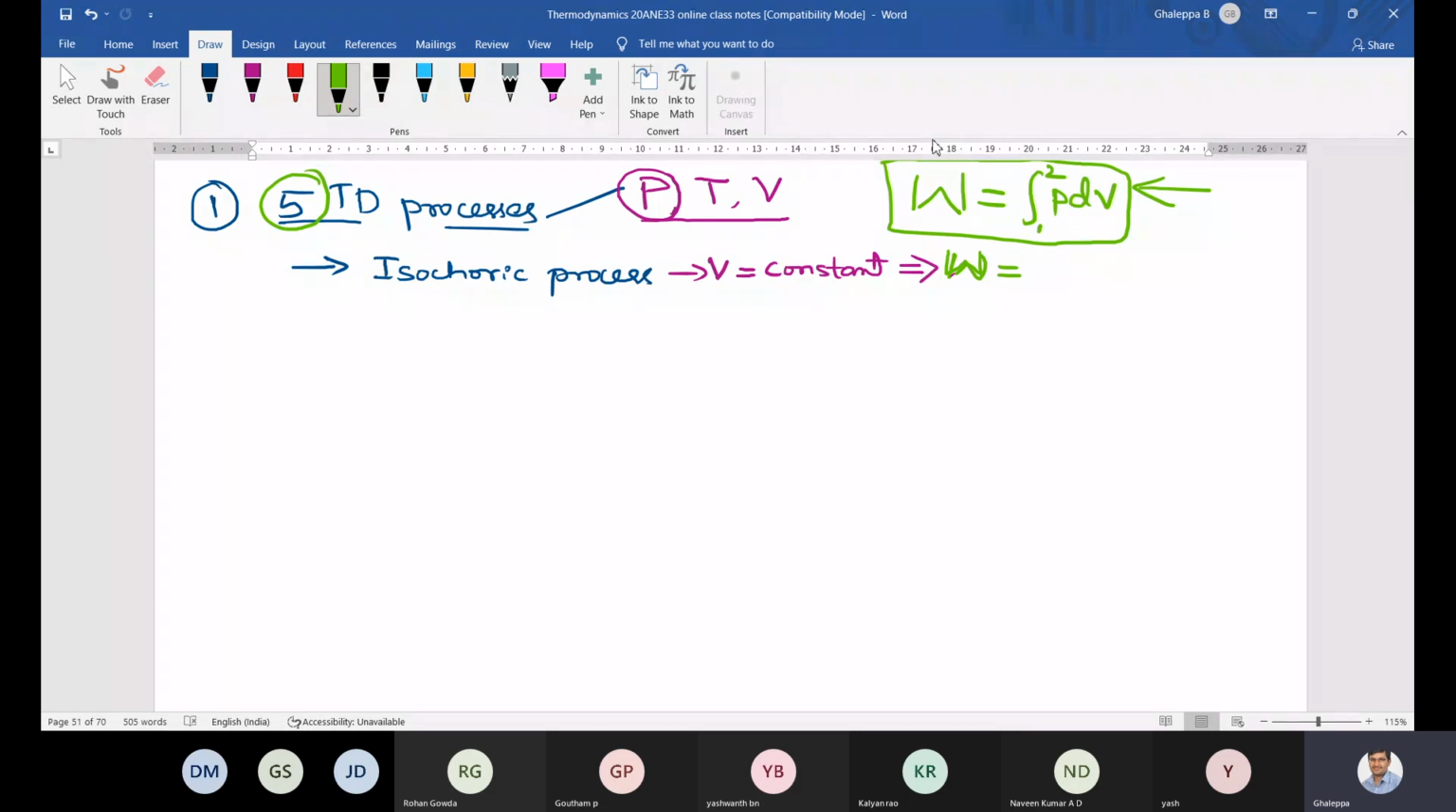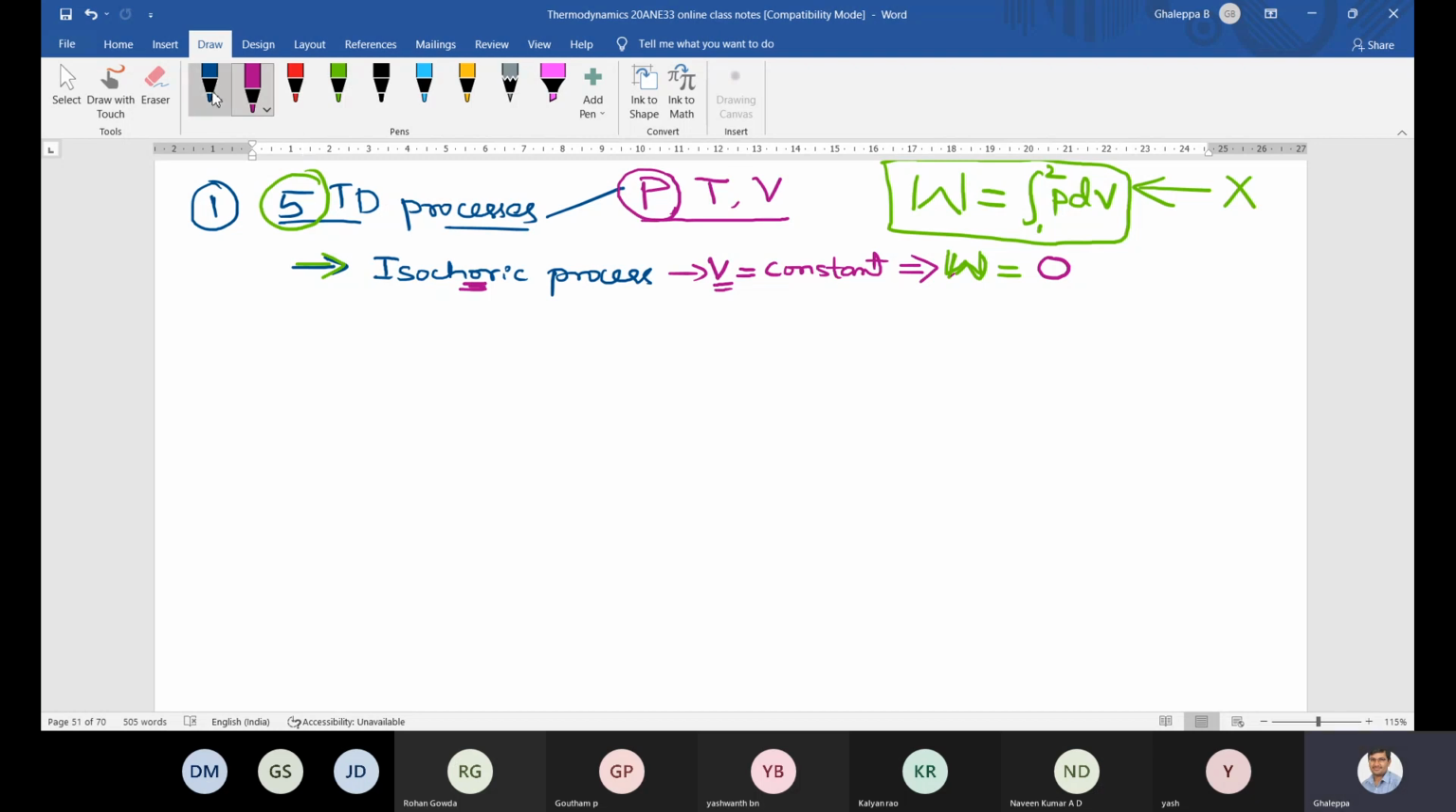If any condition is given in the numerical, pressure is constant, volume is constant, or temperature is constant, then in that case we cannot use this equation. For example, in the numerical isochoric is given. What is the meaning of isochoric? Volume is constant. So the expression for work done for isochoric is 0. Do not scratch your head writing an equation for isochoric. If the volume is constant, directly you write work done is 0.